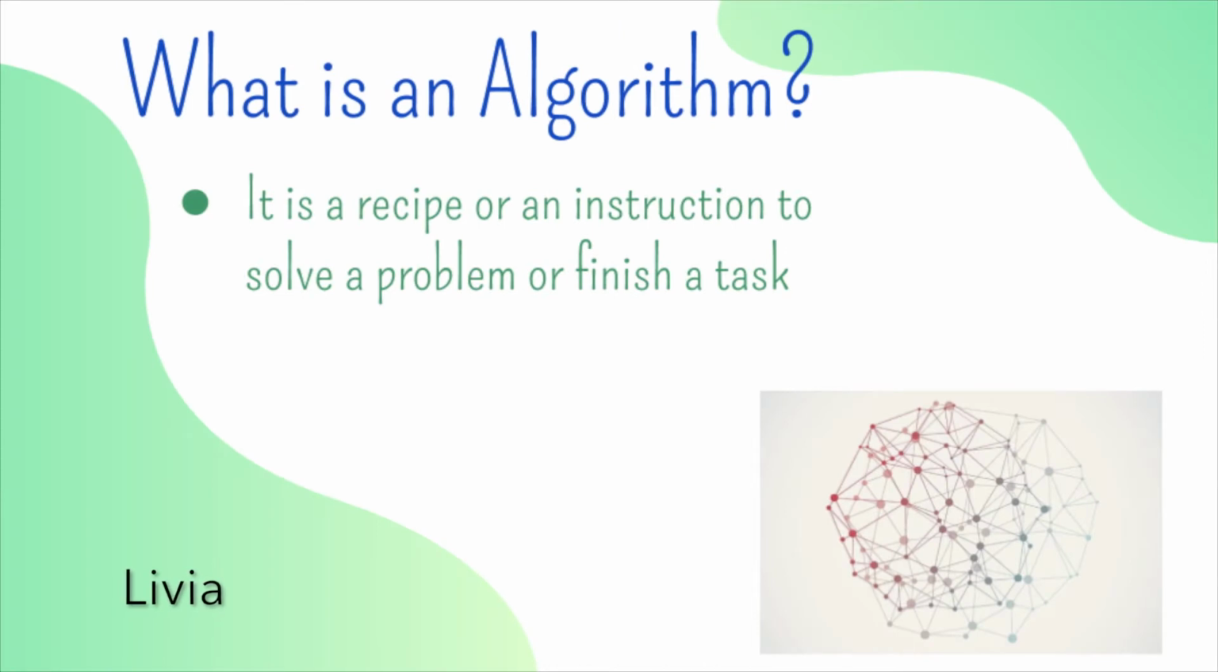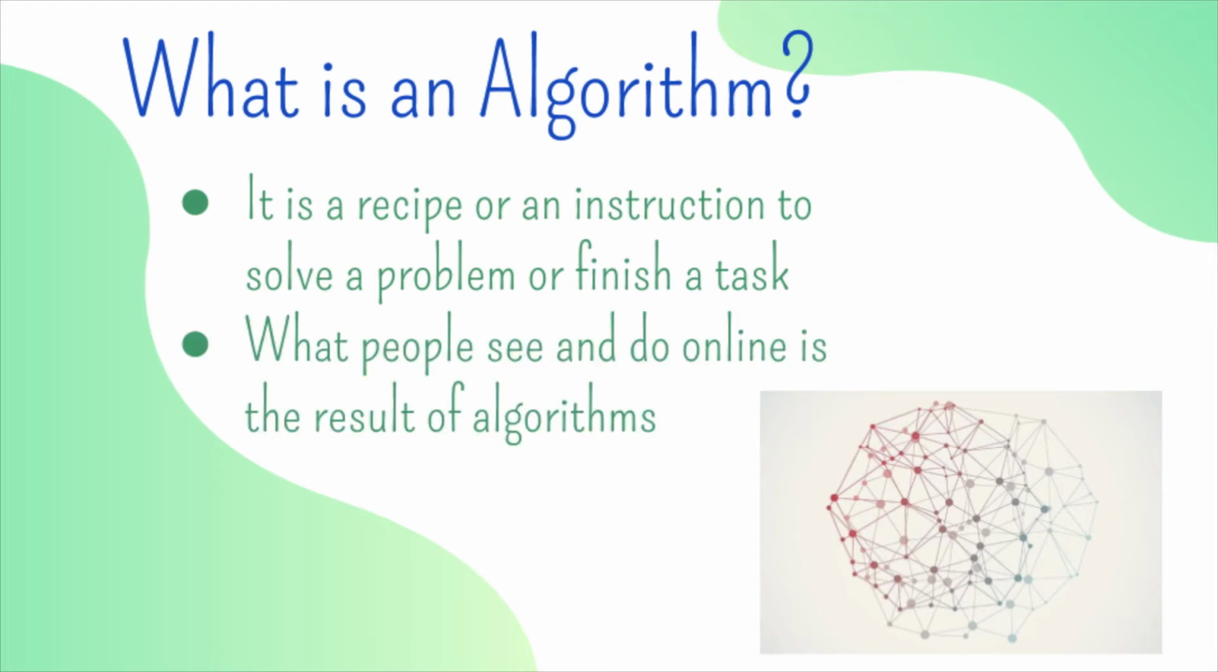I'm going to be talking about algorithms. So first, let's begin by understanding what an algorithm is. It is a recipe or an instruction to solve a problem or complete a task. It is used in the healthcare system, banks, social media, government, and so many other fields. Anything people do or see online is because of algorithms.